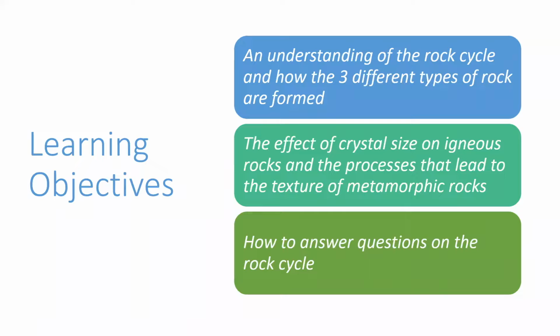So let's have a look at what we're doing today. Number 1, an understanding of the rock cycle and how the three different types of rock are formed. Number 2, the effects of crystal size of igneous rocks and the processes that lead to the texture of metamorphic rocks. And number 3, how to answer questions on the rock cycle.